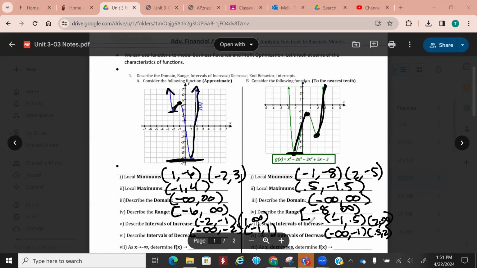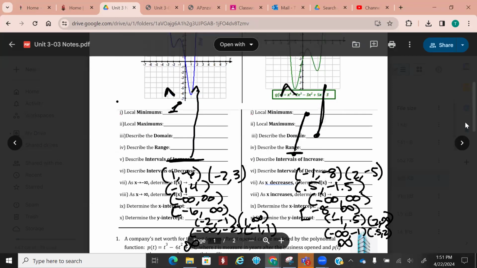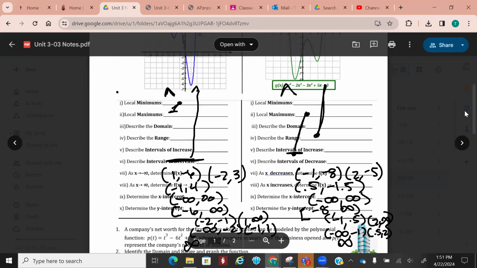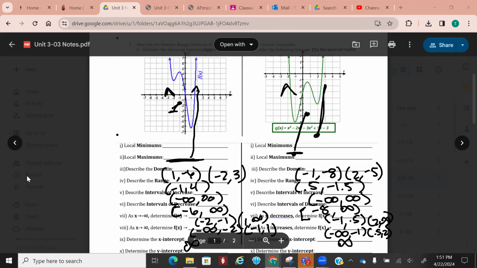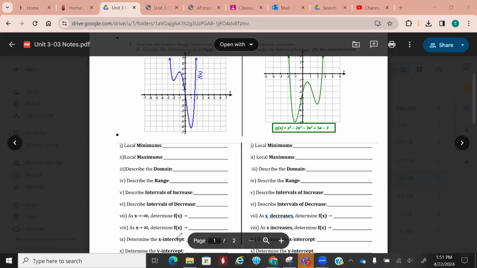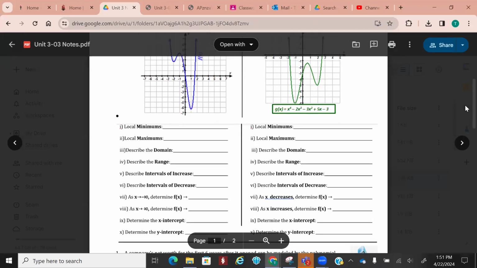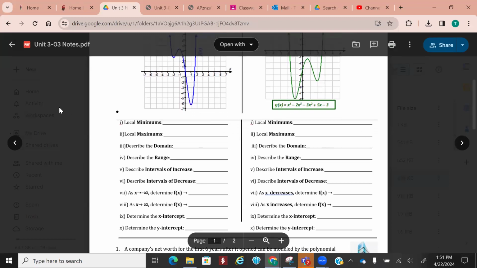Now, as x decreases, your y values are going up. So that's for +infinity. So as x goes to the left, it's going up. So that's +infinity. And I'm going to scroll it down so we can actually see the rest of this. As x increases, so as we're moving to the right, your y values are going up. So that's +infinity. Same thing for this one.